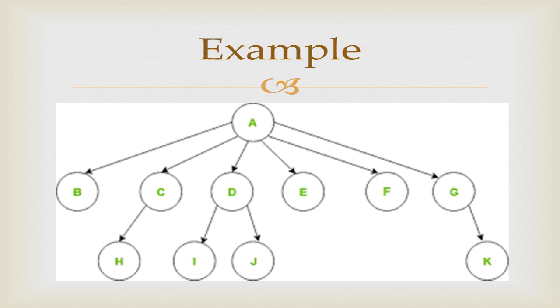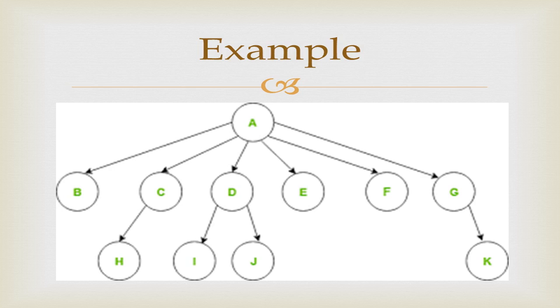Question number 3. Who are the sibling nodes? B, C, D, E, F and G are the siblings. Why? Because all of them have the same parent A. Similarly, I and J are siblings. Why? Because both of them have the same parent D. So according to the definition of a sibling node, we have found the answer.